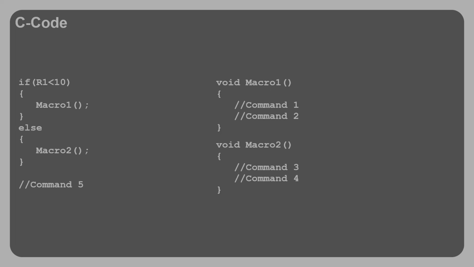We start again with the C code. If the variable R1 is less than 10, the function macro1 is called. Otherwise, the function macro2. Any number of lines of code can be executed within the functions. In our example, 2.